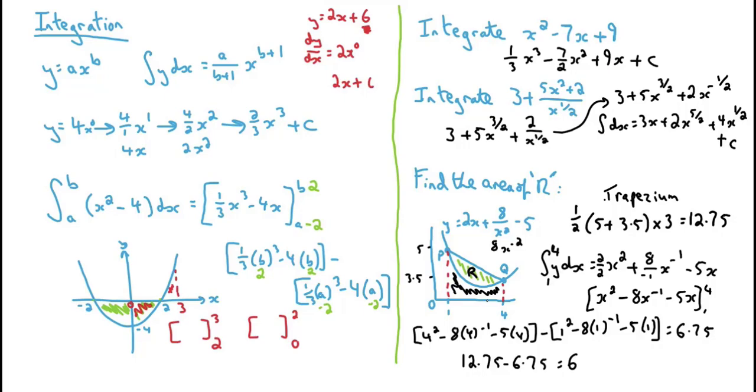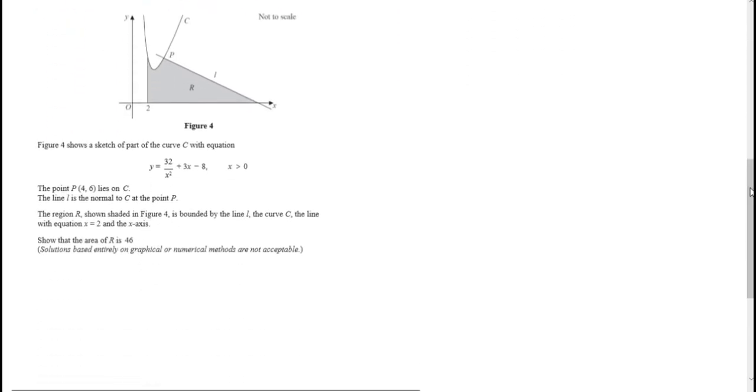If we're good with that, let's then just see what we want to do with an actual exam question. So let's say here we have this graph, which is not to scale, just to stop you from taking measurements with a ruler and whatever. So figure 4 shows the sketch of a part of the curve C with the equation y equals 32 over x squared plus 3x minus 8, where x is greater than 0. Now the point P, which has coordinates 4, 6, lies on C.